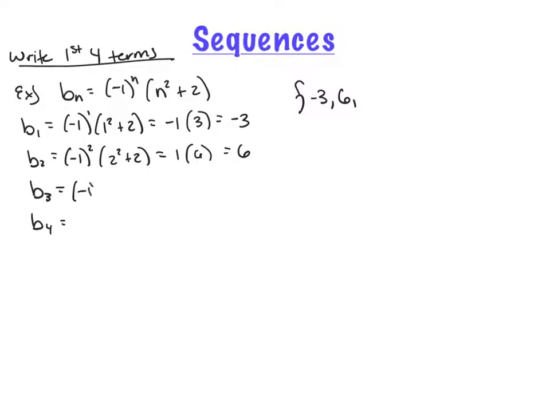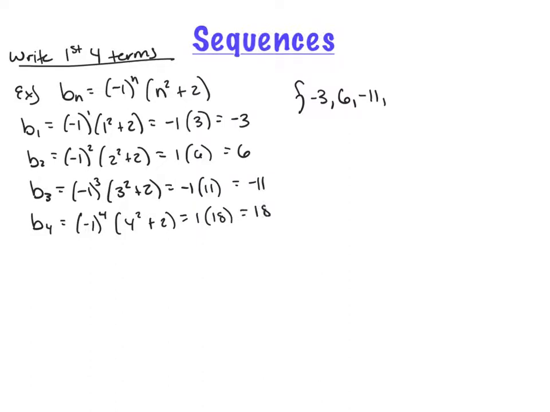Then when n equals 3, negative 1 to the third and 3 squared plus 2. So negative 1 to the third is negative 1. 3 squared is 9 plus 2 is 11, negative 11. And last one, negative 1 to the fourth times 4 squared plus 2. Negative 1 to an even power is positive 1. 4 squared plus 2, 16 plus 2 is 18. We get 18. Great.